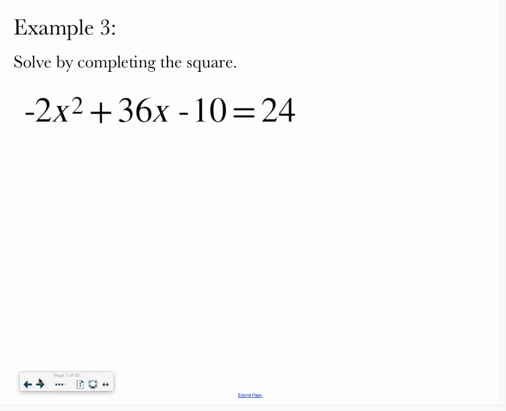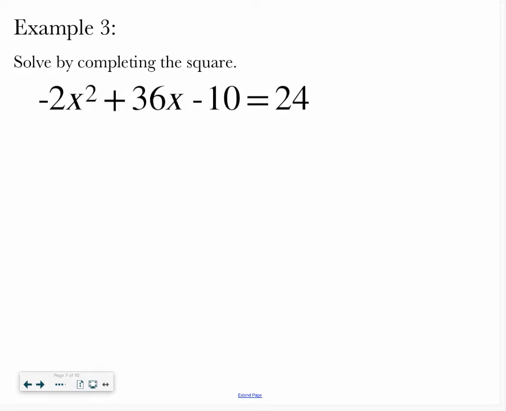All right, now we're going to solve again by completing the square. And we have a -2x squared plus 36x minus 10 equals 24. Your very first step, just like back in chapter 7 and 8, you look, do they have anything in common? I look and I see a lot of even numbers here. So I'm actually going to divide everything by 2. Actually, I'm going to divide everything by a -2, so that way I have a positive x squared, okay?